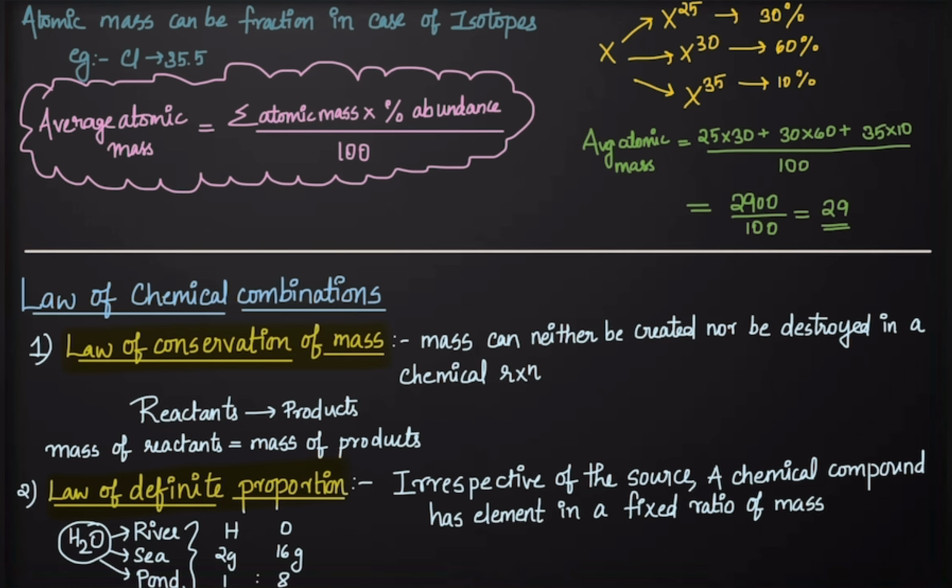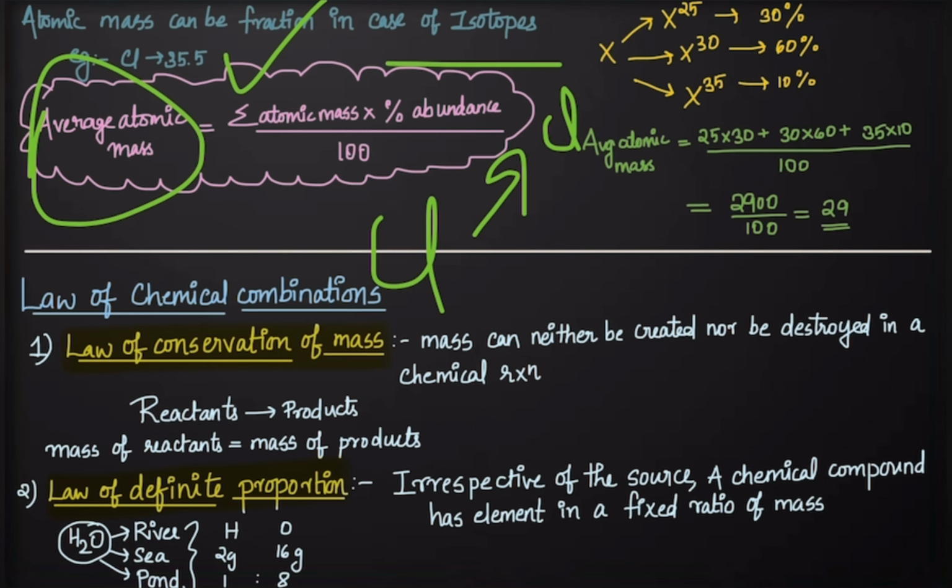Atomic mass can be a fraction in the case of isotopes. Atomic mass is not always a whole number, it can be a fraction also. In the case of isotopes you have to find the average atomic mass. Like in the case of chlorine, 35.5 is the atomic mass of chlorine. Chlorine has two isotopes, chlorine 35 and chlorine 36. Hydrogen has three isotopes: protium, deuterium and tritium.